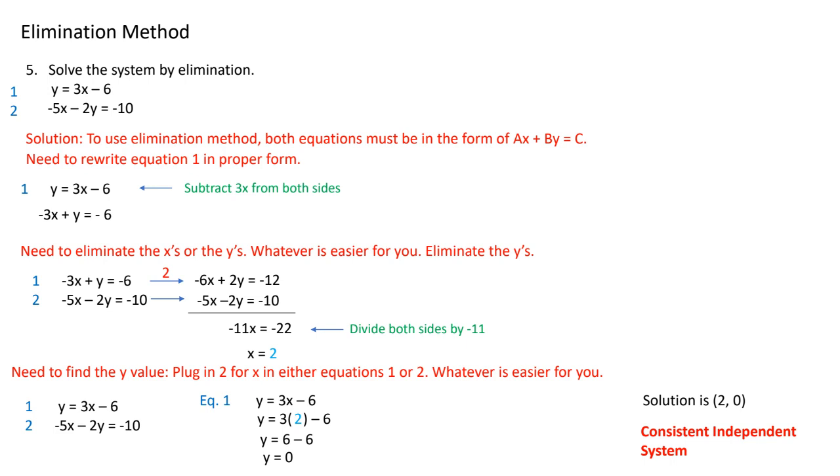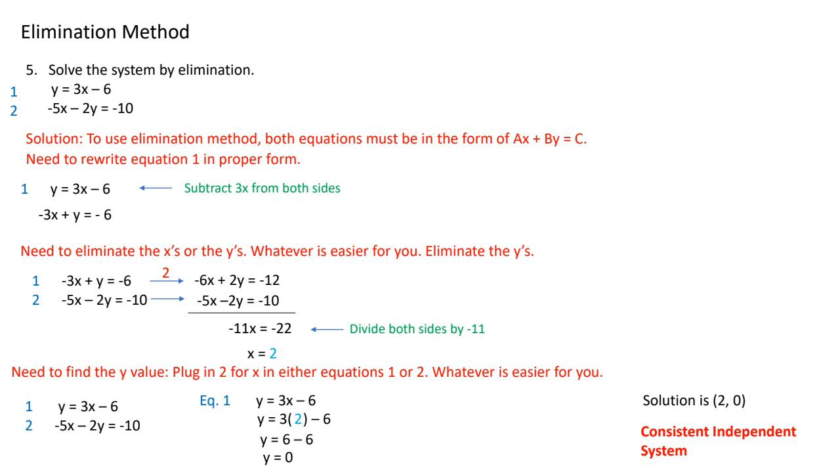Okay, so once I see that I got rid of my y, I'm just left with one variable, the x. I have this equation, negative 11x is equal to negative 22. So to solve for x, I'm going to divide both sides by negative 11, and this gives me the solution x equals 2. So I have one of the parts of the solution, where x equals 2.